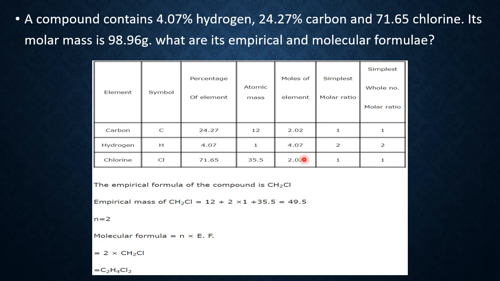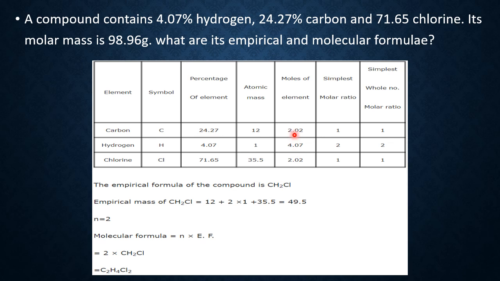So to make it the simplest form, we have to divide all these numbers by the least number out of these three. With that least number, you have to divide. Here the least number is 2.02. So divide these answers by 2.02. That means 2.02 by 2.02, 4.07 by 2.02, 2.02 by 2.02. Why? Because to get whole numbers, atoms participate fully. We have studied this in the laws of chemical combination.